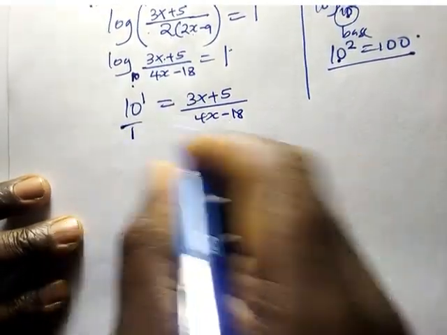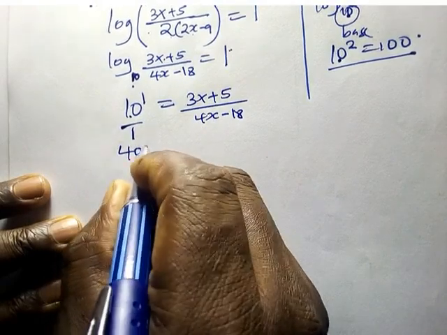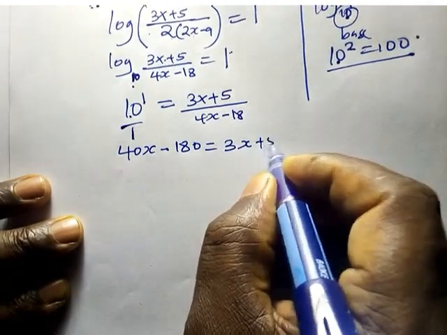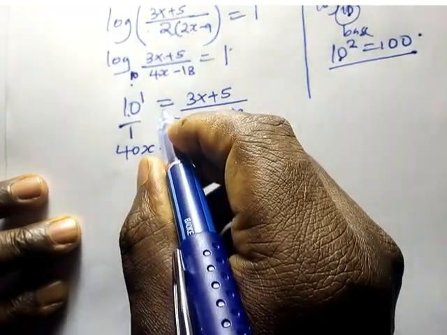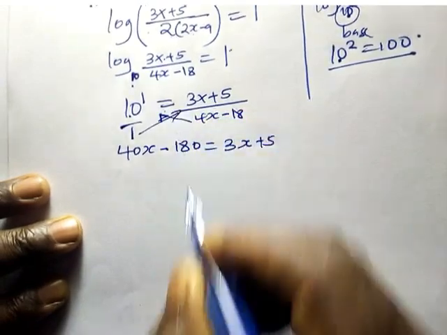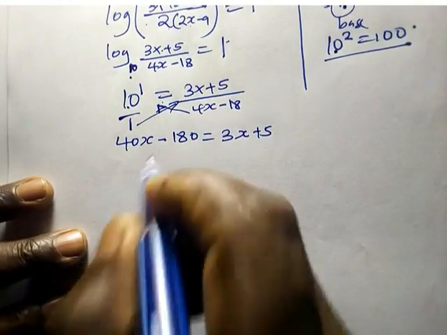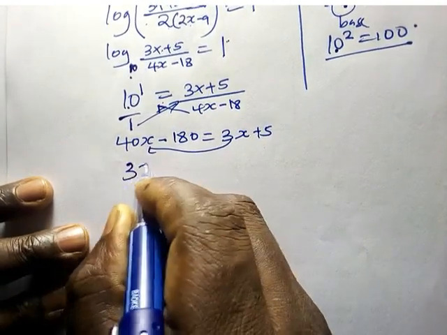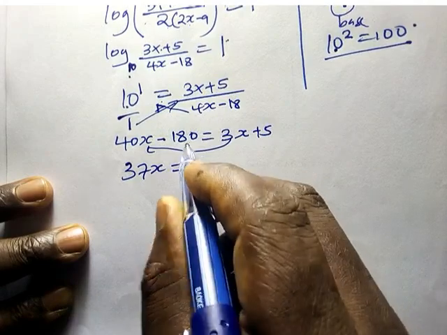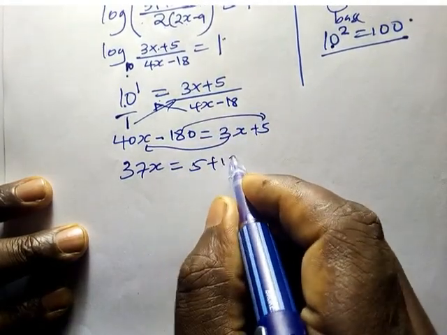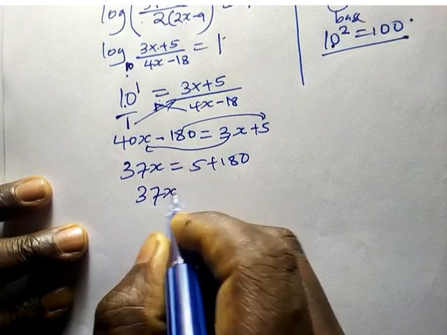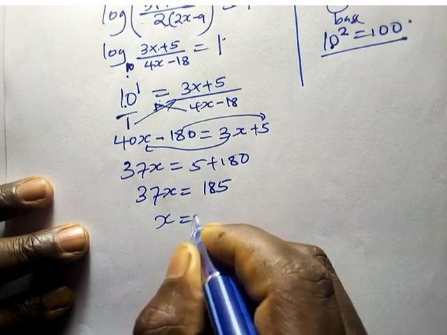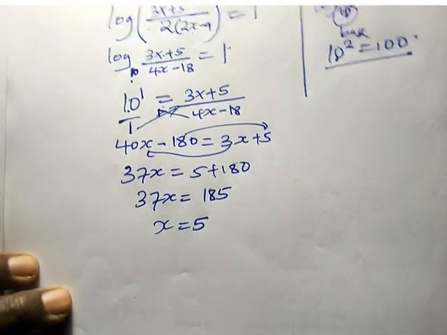So you can put 10 over 1 and then cross multiply. This times this: 40x minus 180 is equal to 3x plus 5. I have done cross multiplication. Like terms together: 40 minus 3 is 37x, is equal to 5 plus 180, so 37x is equal to 185. x is equal to 5. So there are two ways you can do that.